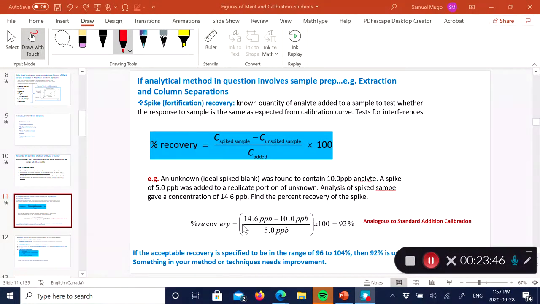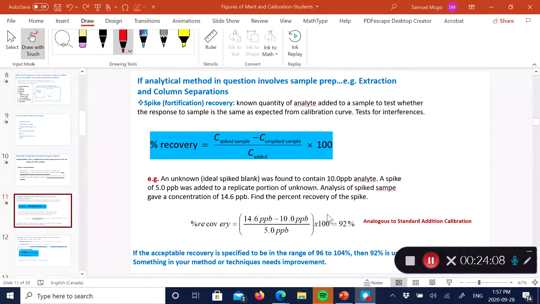I think you just need to substitute these. You've got the spiked sample. You've got the unspiked sample that you knew its concentration to be 10 parts per billion. And the amount that you added is 5 parts per billion, times 100. And you get your fortification recovery.